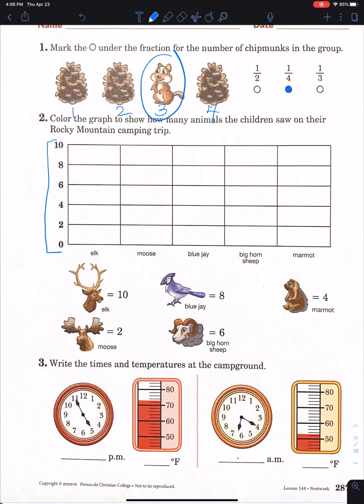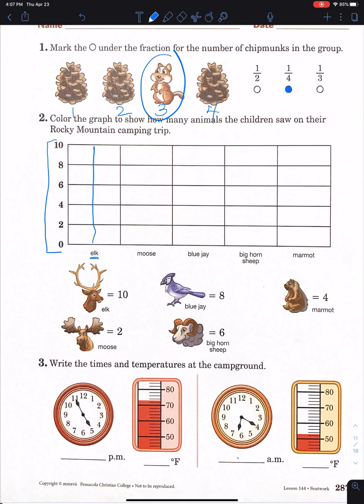And of course, this graph doesn't even go up to 20, so it wouldn't be an option, and hopefully you would figure out, oh, wait, I'm doing something wrong if that happened. So, okay, let's start with elk because that's the first one on the graph. They saw 10 elk. So we come up to the graph, we find elk, and we go, okay, 2, 4, 6, 8, 10. Oh, we're going to fill all the boxes in.